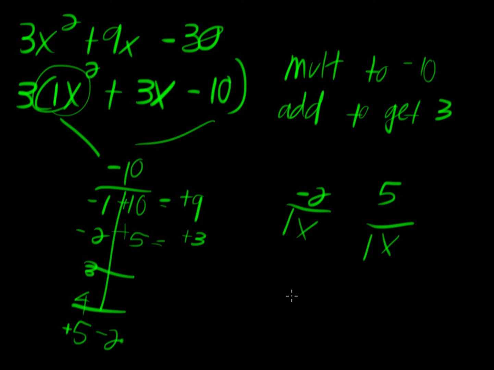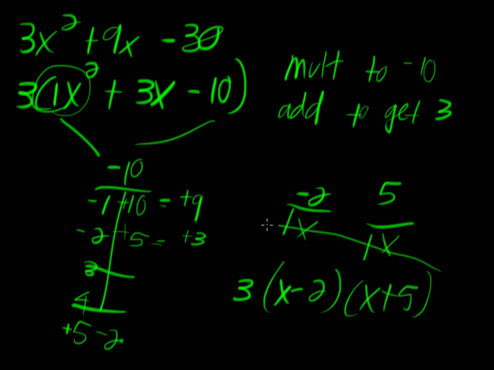So I put, once I have my two fractions and they're simplified, I put that bottom up front. So I have an x minus 2 and x plus 5. And the thing I don't want to forget is my GCF out front. So that would be my final answer.